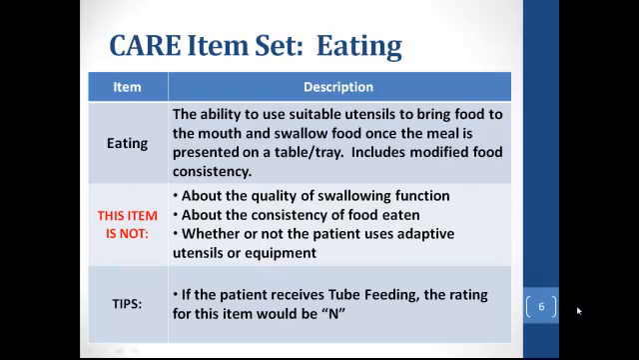This item is not about the patient's swallowing function, nor about the consistency of food eaten. It's also not about whether the patient uses adaptive utensils or equipment. The rating is chosen based on the amount of assistance provided by the helper. One coding tip is that if the patient receives tube feeding, the rating for this item would be N, or not applicable.